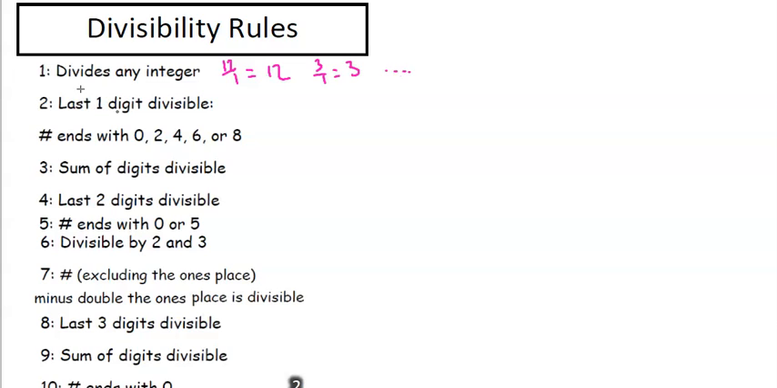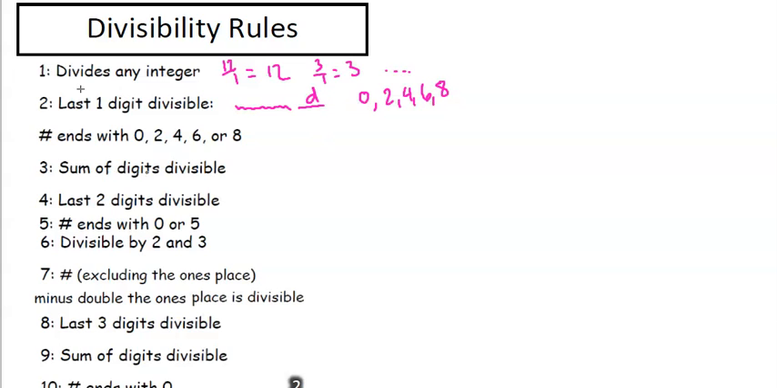For 2's, the last 1 digit is divisible. So we have a number and then we have the last digit. That last digit has to either be 0, 2, 4, 6, or 8. So it ends with one of those numbers. It doesn't matter what comes before that, as long as the ones place has one of those even numbers.